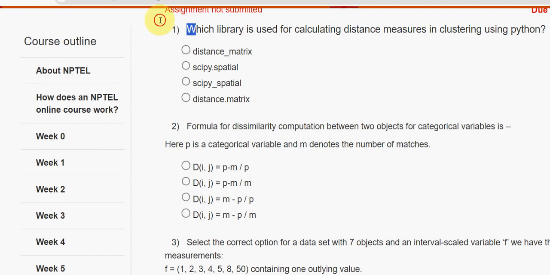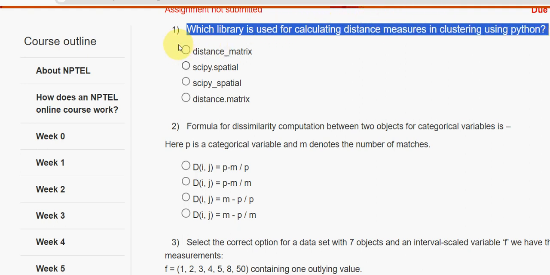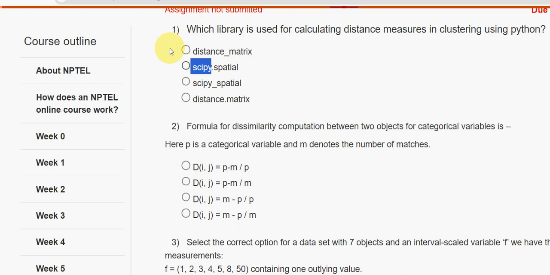First question: which library is used for calculating distance measures in clustering using Python? So for first question, the answer is second option, scipy.spatial. Scipy.spatial.